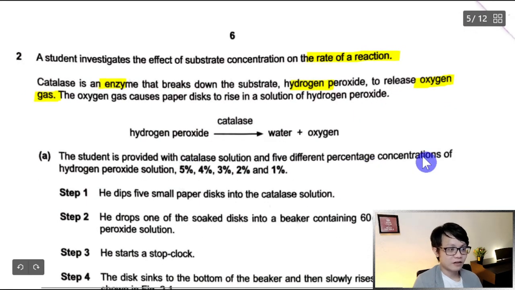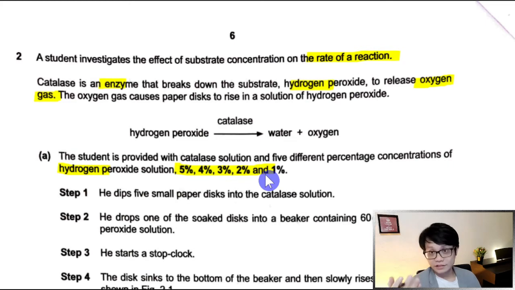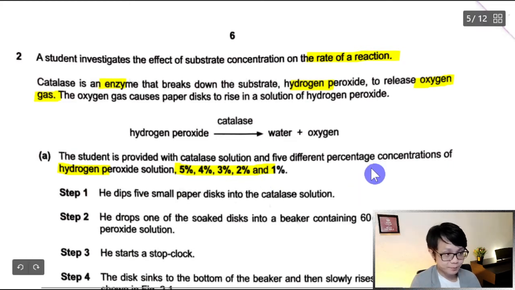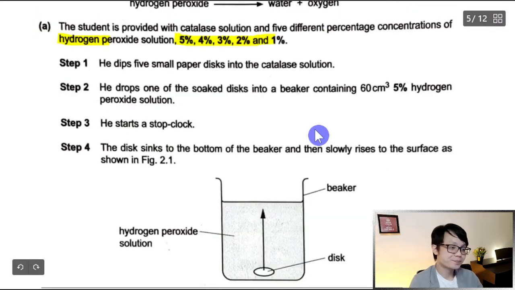Percentage of concentration, of course, if the concentration is higher, then probably you will get more oxygen, faster rate of reaction. Lower, then you get less.